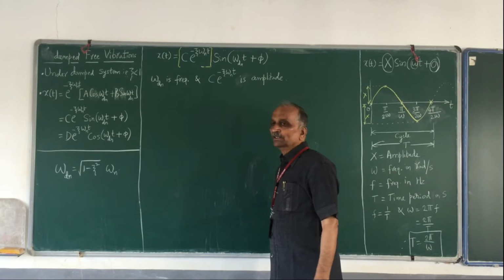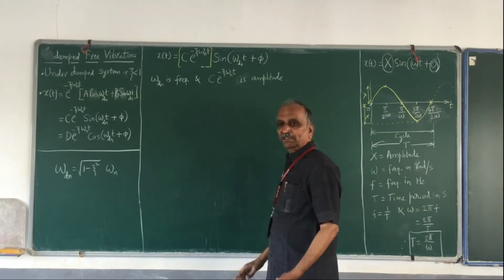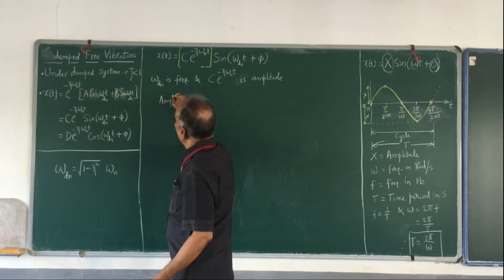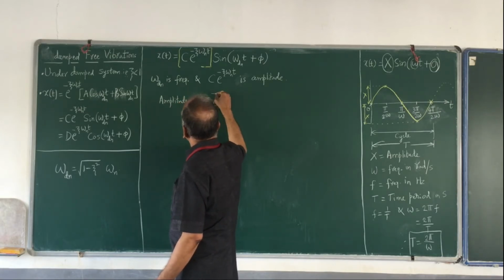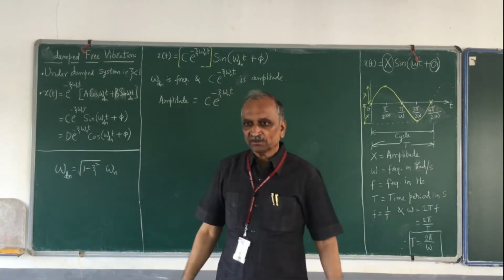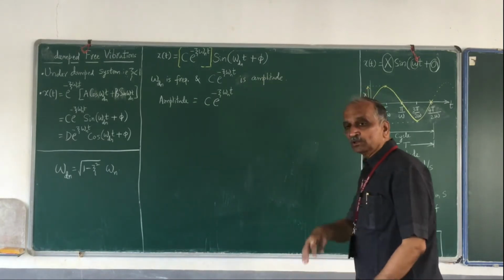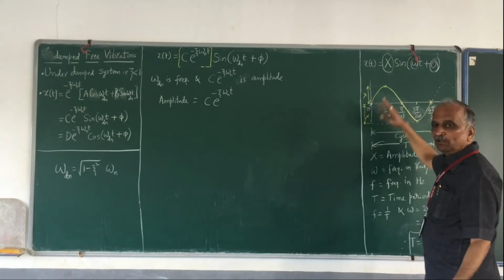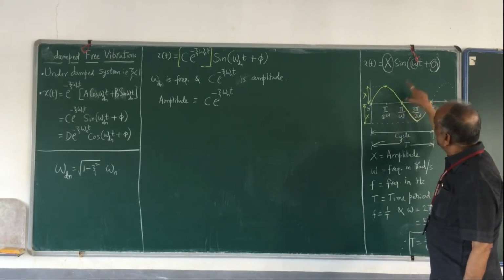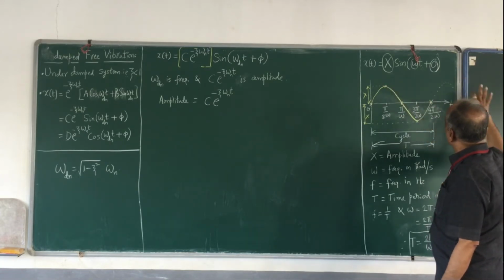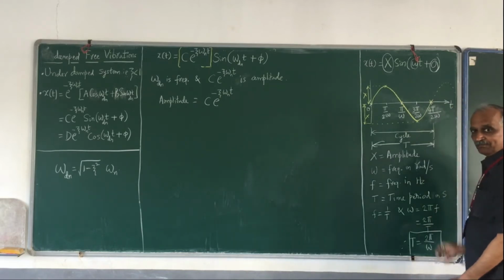So the amplitude is c into e raised to minus zeta into omega n into t. So what is the amplitude? Amplitude of vibration is equal to c into e raised to minus zeta into omega n into t. This is the general expression. So please remember, you have amplitude only at specific values of t, such as t equal to pi by 2 omega. You have amplitude, you have amplitude, like that.